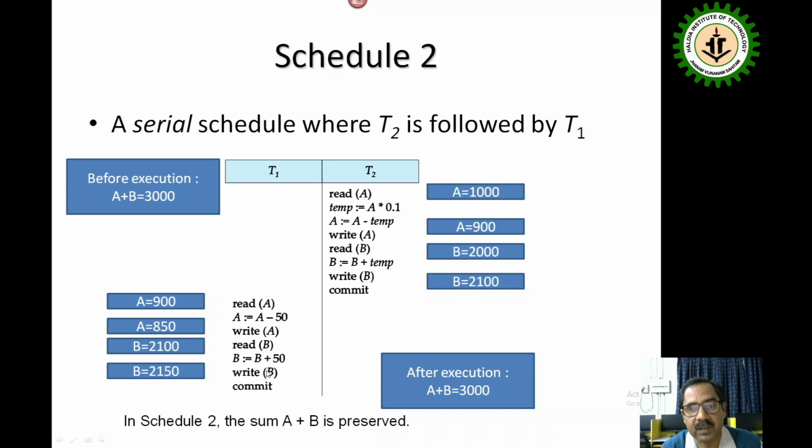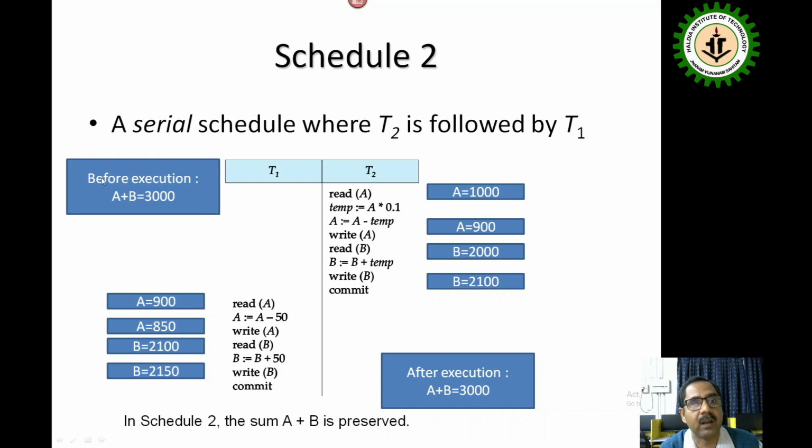T1 performs a write operation on data item B, and that is 2150. The final balance of account holder B is 2150, and the final balance of account holder A is rupees 850. And T1 performs the commit operation. That means all the changes made on the database by the transaction T1 are saved permanently.